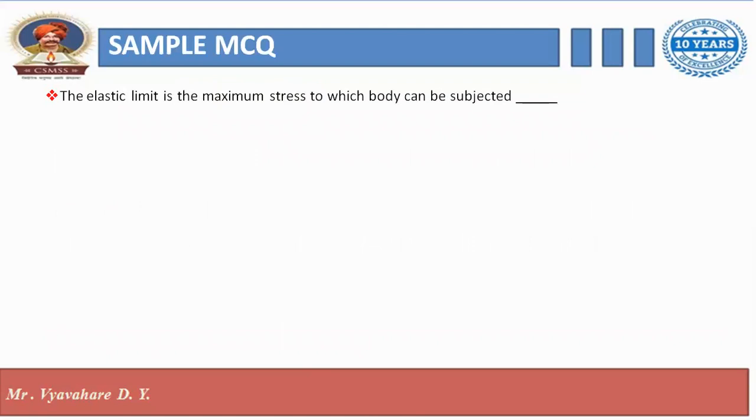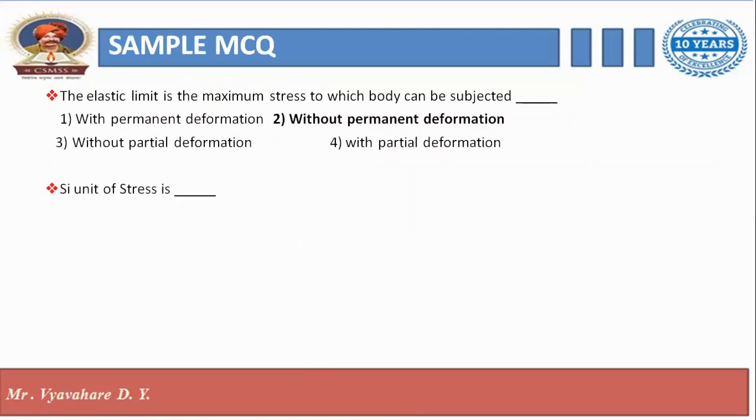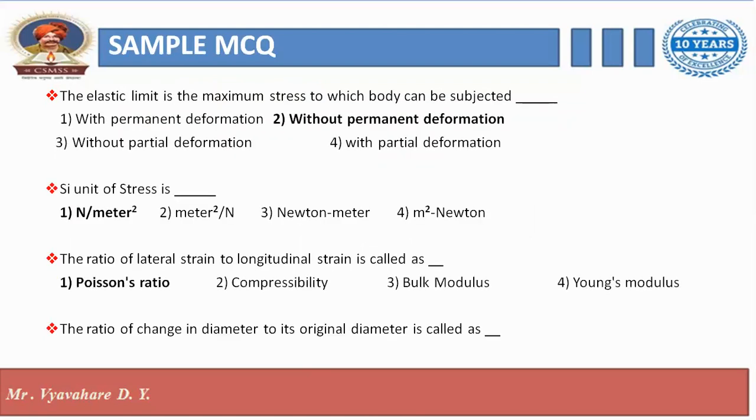Some questions on this topic. So like this. The elastic limit is the maximum stress to which the body can be subjected: first option, with permanent deformation; without permanent deformation; without partial deformation; with partial deformation. The answer is without permanent deformation. That's called the elastic limit.